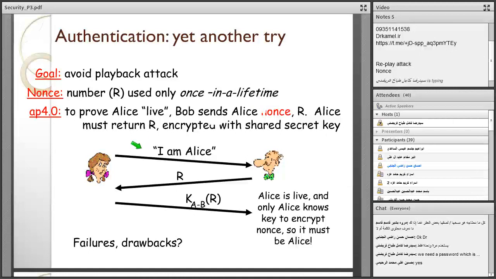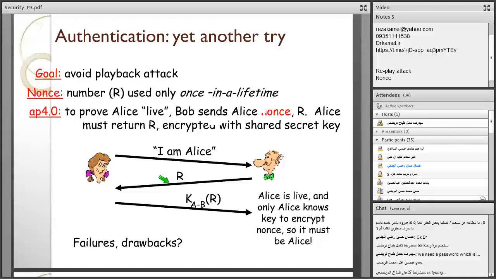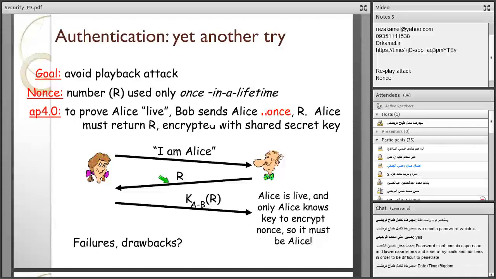So when somebody says I'm Alice, Bob creates something which can be a pseudo-random number or a random number or anything that it can use. For example, it can be date plus time plus a big random number.